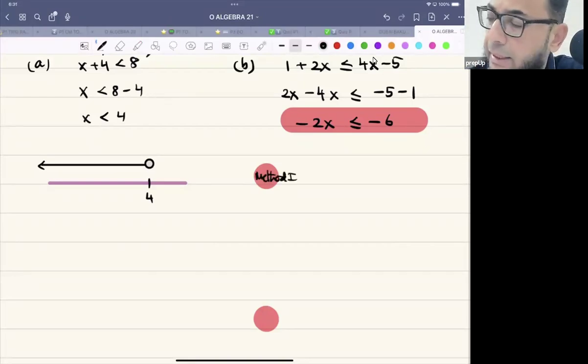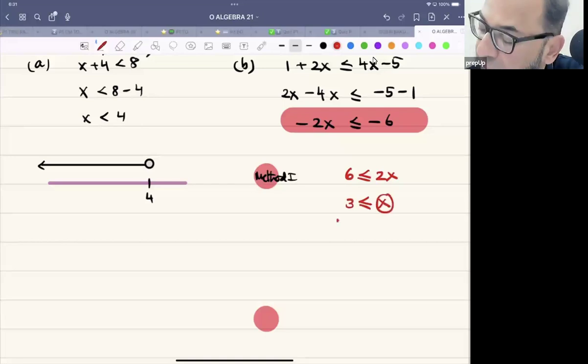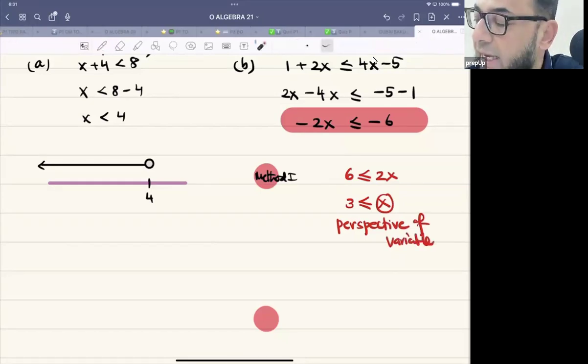So this is method 1. That is, you shift the places, so the inequality remains as it is. We bring the 2x over here, we bring this 6 over here. And then we make x the subject, dividing by 2. So 6 over 2 is 3. And you read it from the perspective of the variable. From the perspective of the variable, you can see that x is greater than or equal to 3.